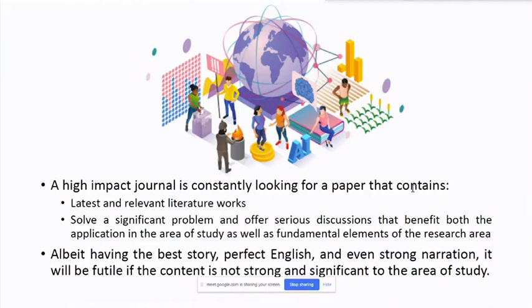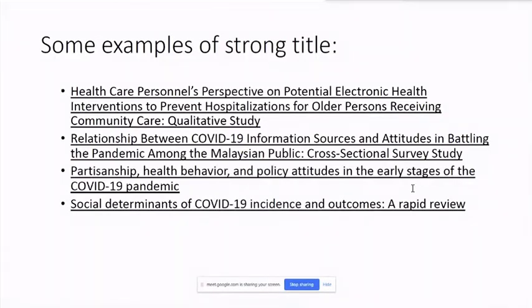Okay, and then another one is that your paper solves a significant problem or offers a solution to a significant problem, that benefits both the application of the study in the area of study as well as fundamental elements in the research area. If you look at the title earlier, here it provides a solution. Some papers, like the relationship between, here a cross sectional survey study, don't solve any problem. COVID will still be there because this is a paper that talks about attitude and survey. Okay, but it provides a solution to WHO or to the authority on how to better approach.